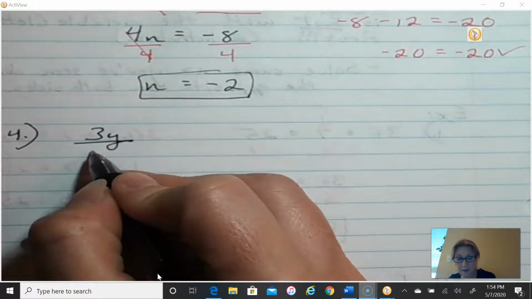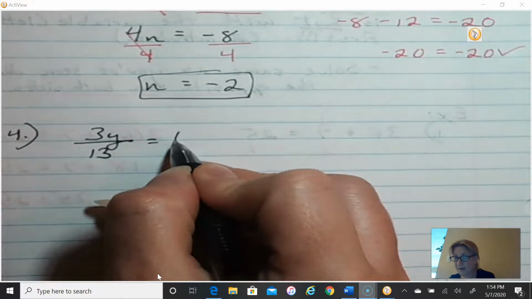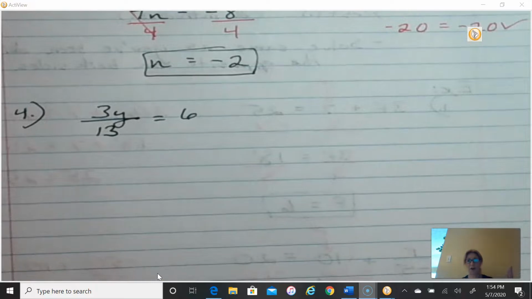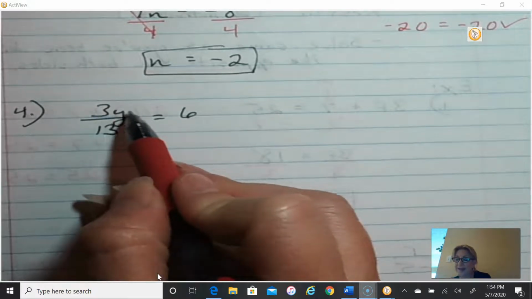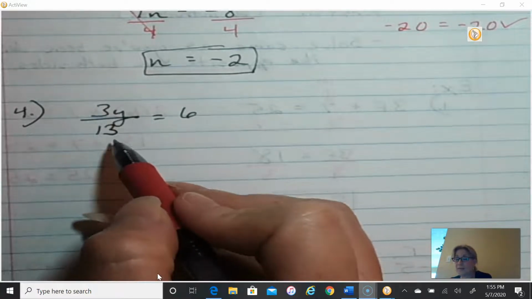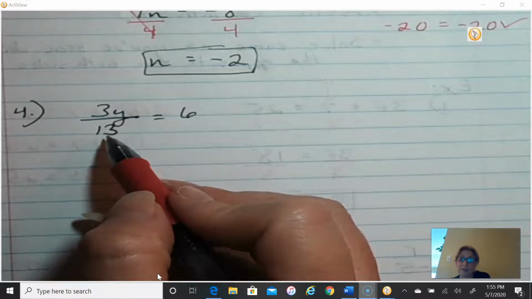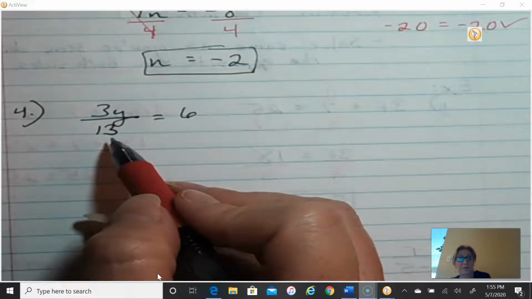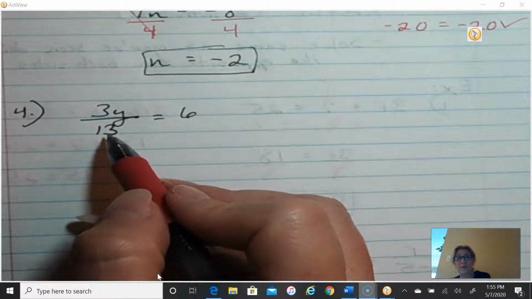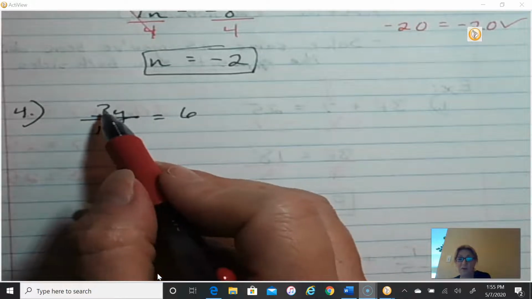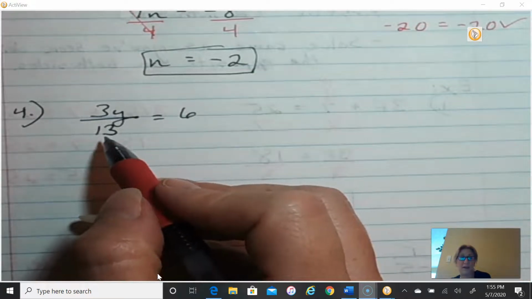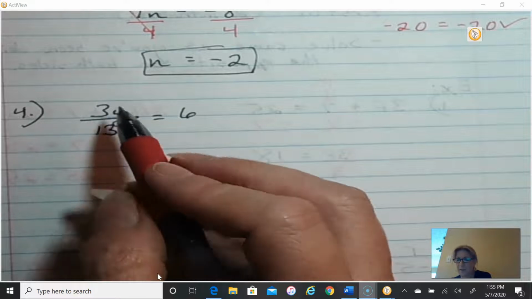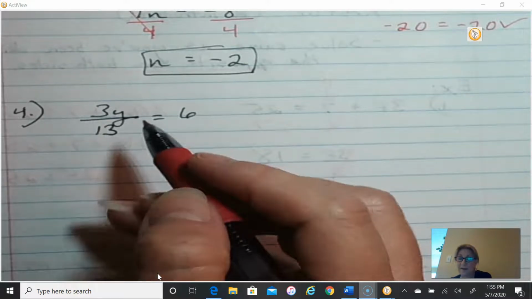All right, 3y over 13 equals 6. All right, this one's kind of weird. You're like, what do I do first? They're all together. Notice that this 3 is right there next to that y. This 13, even though it's underneath the y, it's still kind of by itself. So therefore, we're going to get rid of the 13 first. If you get rid of the 3 first, it'll be wrong. So you want to get rid of this 13 first, because they're all kind of fighting together, but these two are much closer than this one in this case.